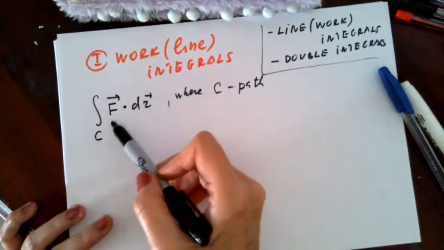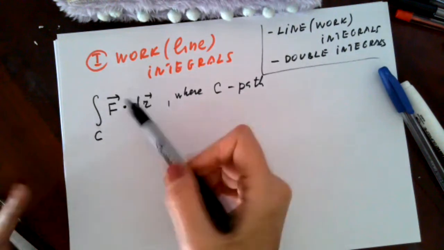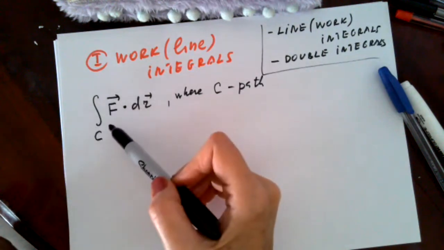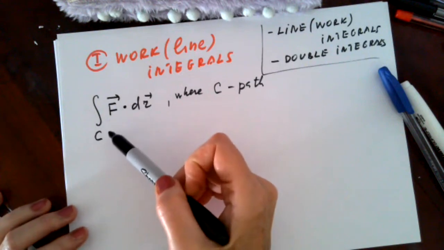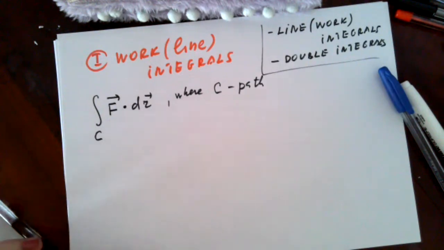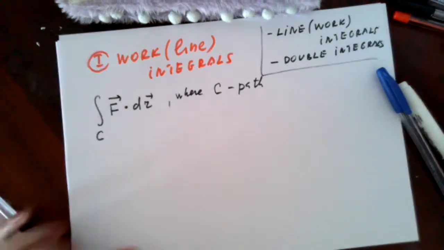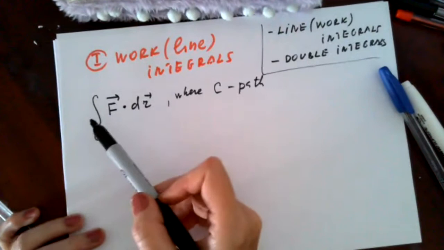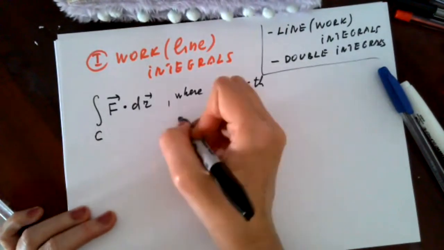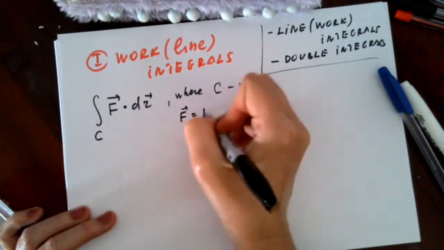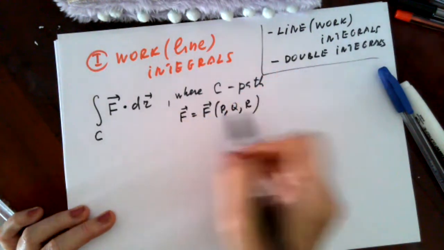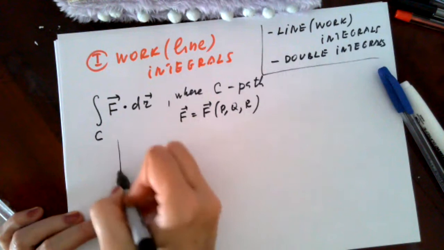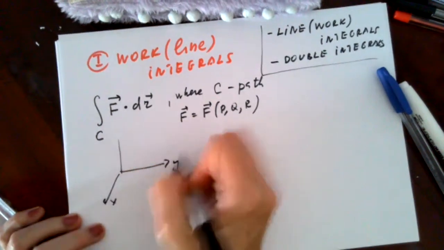The name work comes from physics, because, as I mentioned before, vector calculus is an instrument which is applied in physics and other fields of science. So this is a work integral. We can imagine that you have a field. Let it be a 3D field. As usual, I'm denoting the components P, Q, R, and we are in 3D space.